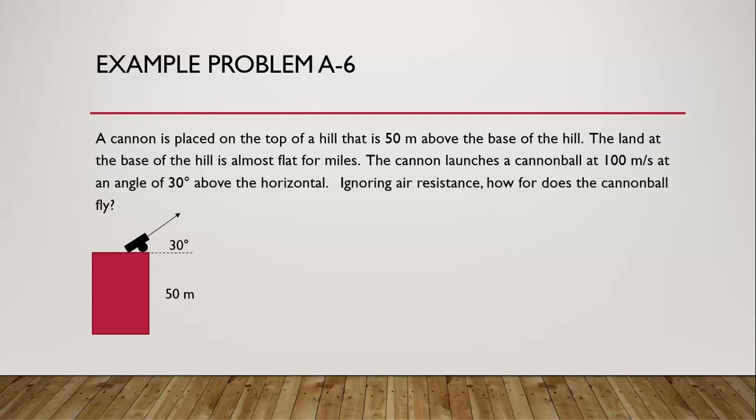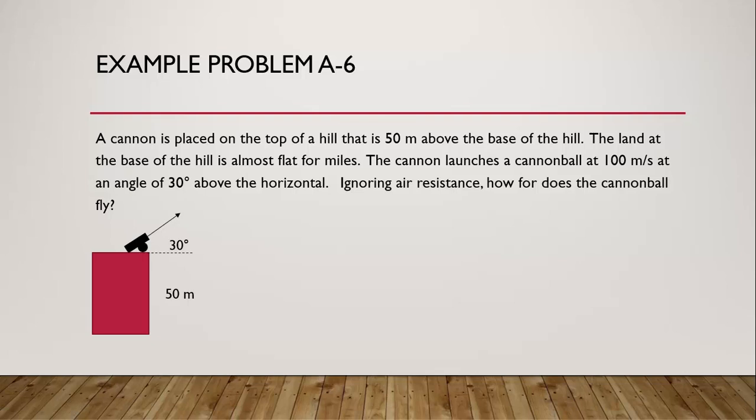I'm going to place a cannon on the top of a hill that's 50 meters above the base of the hill. And we're going to assume that the land at the base of the hill is flat for miles. So we have almost like a desert. You can think of the desert out in Utah or something. And you have this plateau or this mesa that's 50 meters high. And it's going to launch down onto the ground below it.